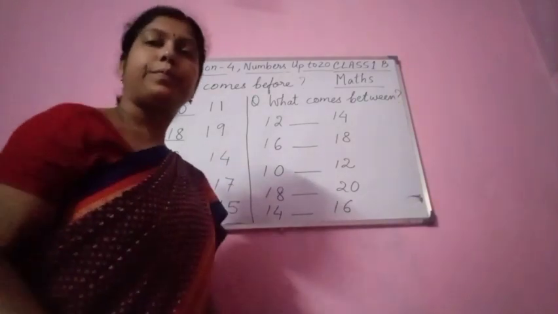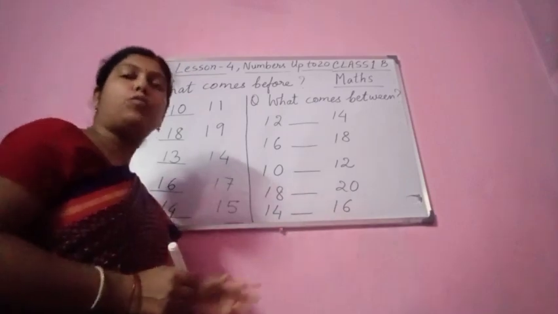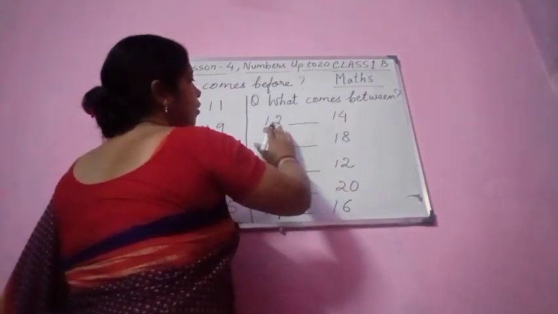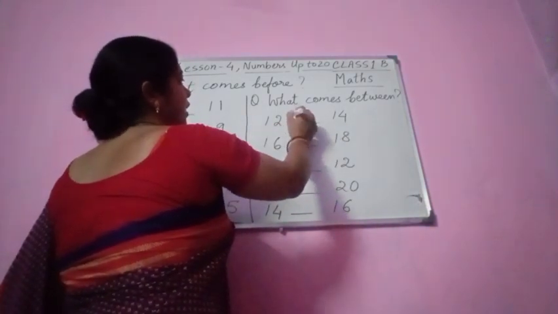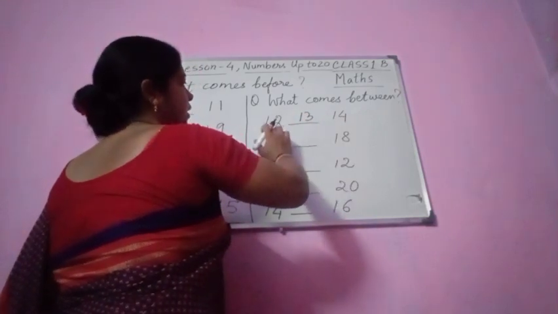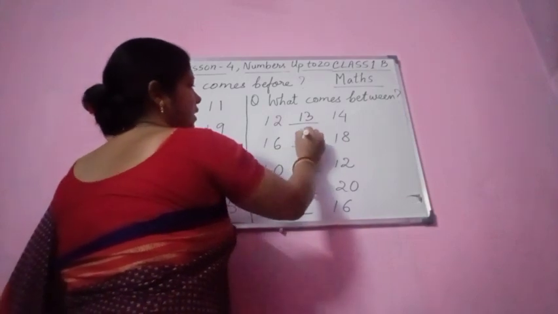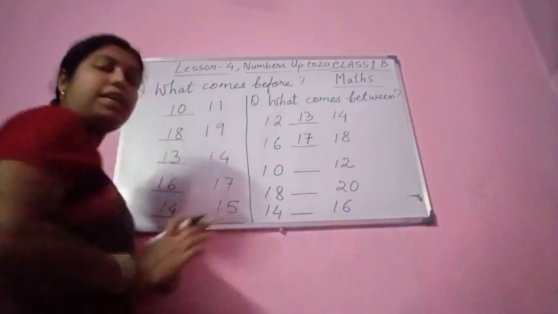Okay, let us do what comes in between. Please see students what comes between. So in between we have to write down what comes in between 12 and 14. After 12 what comes? 13 comes, isn't it? 12, 13, 14. See the sequence, 12, 13, 14. After 16 what comes? After 16, 17 comes. So 16, 17, 18. Okay, see the sequence.